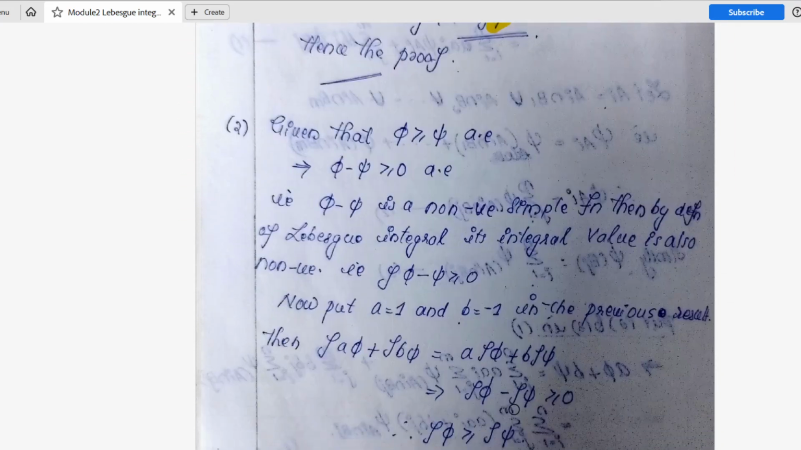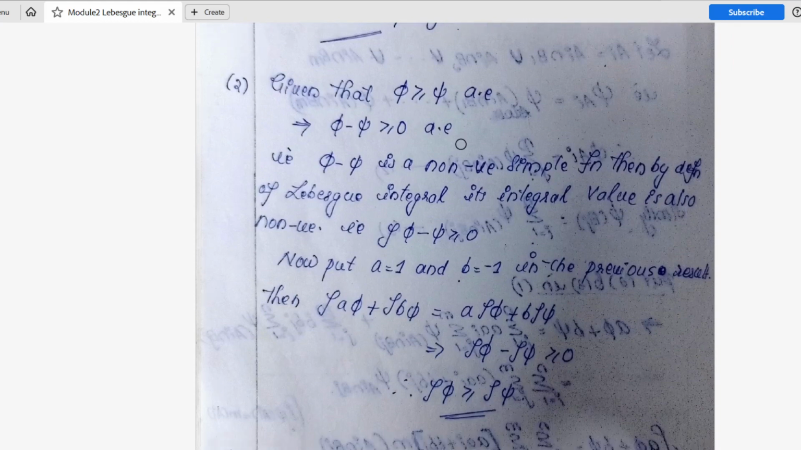Now the second expression, given that phi is greater than or equal to psi almost everywhere. Phi greater than or equal to psi almost everywhere means phi minus psi is greater than or equal to 0 almost everywhere. Phi minus psi is a non-negative simple function, then by definition of Lebesgue integral its integral value is also non-negative.